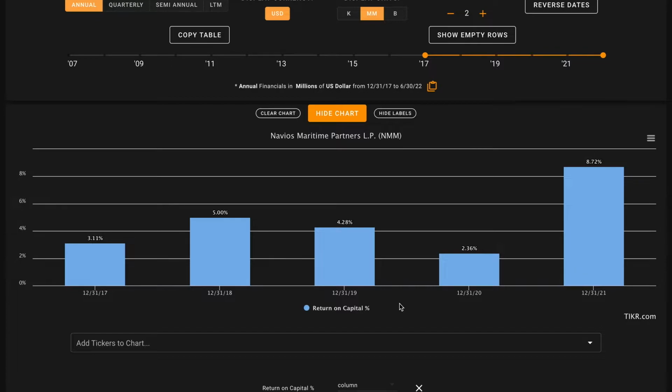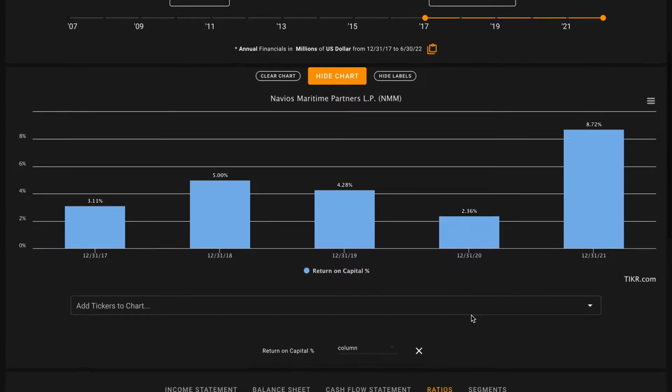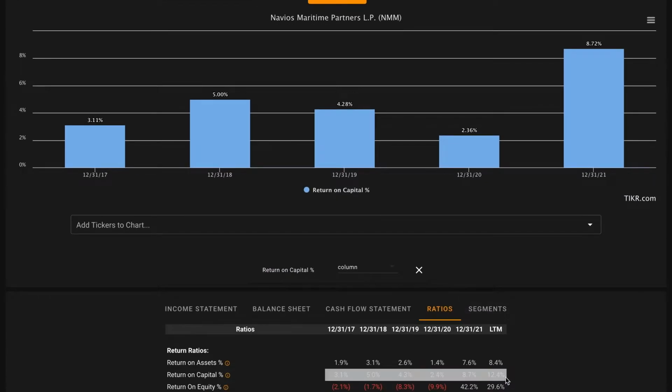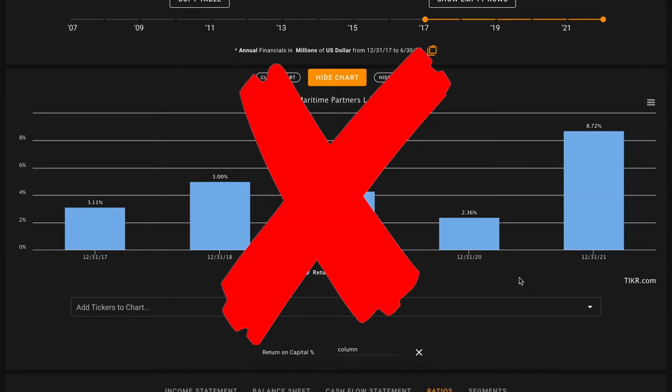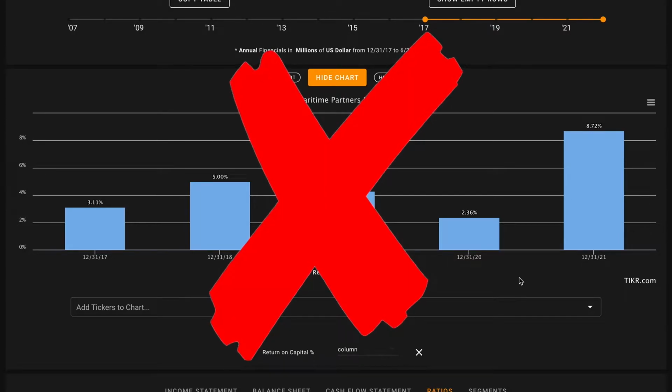Taking a look at Navios here, they earned below average returns on capital in 4 out of these 5 years. Last year, they were at slightly above average returns on capital. And over the last 12 months, they've actually earned about 12.5% returns on capital. However, averaged out, they're only earning returns on capital that are a little under 5%. This is going to be an X to start off here with our first metric.